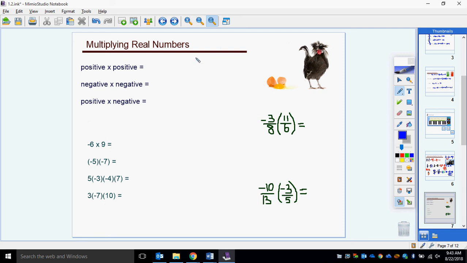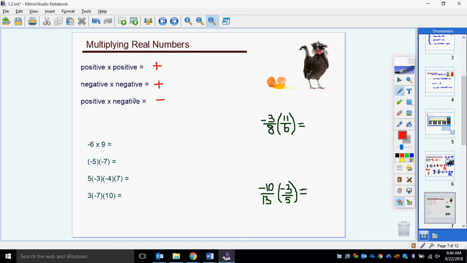Multiplying becomes a bit easier than adding and subtracting. So something I want you to keep in mind that when you're multiplying a positive number times a positive number, your answer is positive. 2 negatives multiplied together, it's still a positive. But when you have a positive and a negative, then that's when your answer is negative.